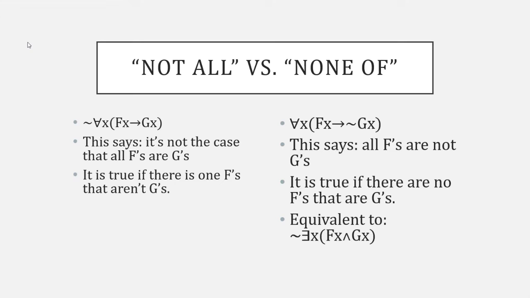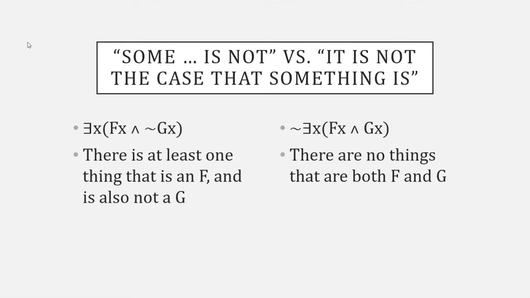Okay, and here's another non-equivalence to just keep your eyes open for. Some f is not g versus it is not the case that something is. The first one says there's a thing that's both f and not g. There's a cat that's not fuzzy. There's at least one cat in the universe that's not fuzzy. Right? Some cat is not fuzzy. Versus it's not the case that something is. So there does not exist anything that's both a cat and fuzzy. Very different claim. Okay? So keep those carefully separate in your mind as we're doing this stuff.